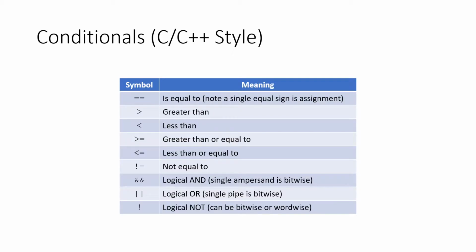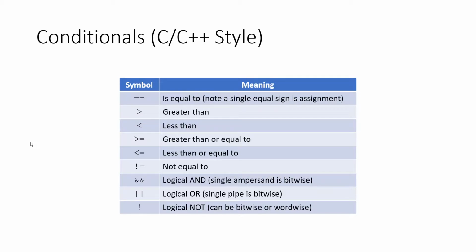Well, let's start with conditional expressions. The first symbol is the double equal sign. That means that the two values are equal to each other, so "is equal to." If I say A double equals B, that is going to be true when A and B have the same value, but false at all other times. It's important to note that the single equal sign is always the assignment operator and the double equal sign is always the comparison. This is a very, very common error that people make when they're first learning C, C++ type languages.